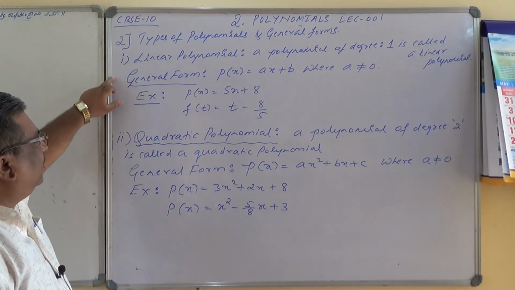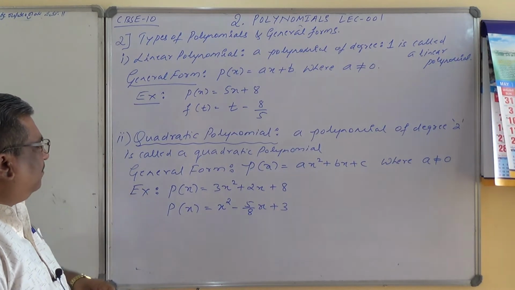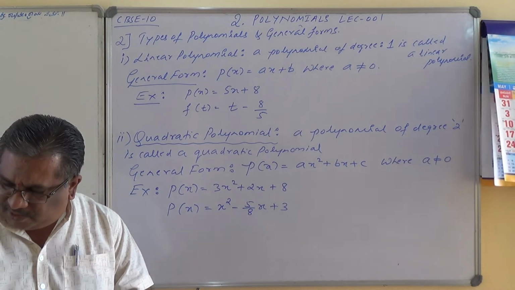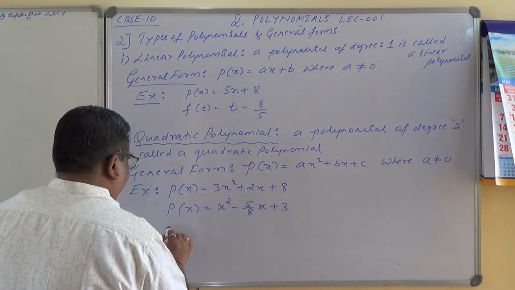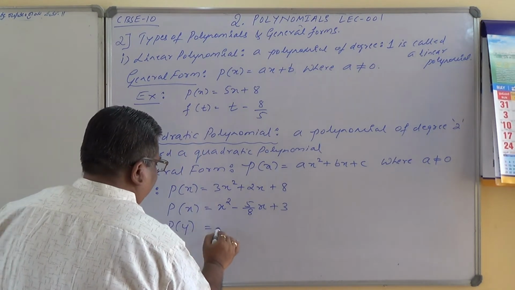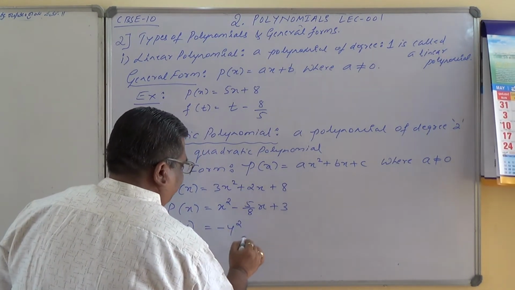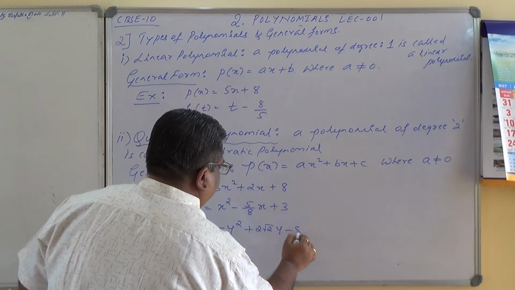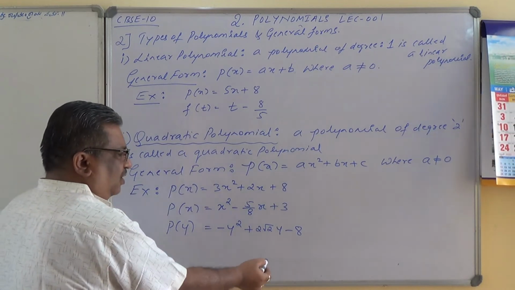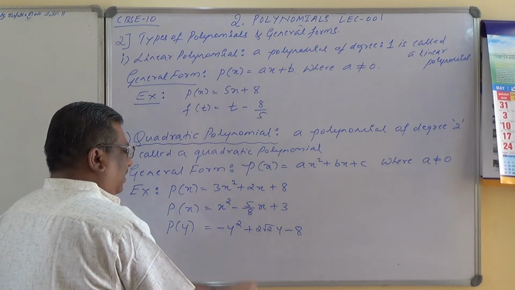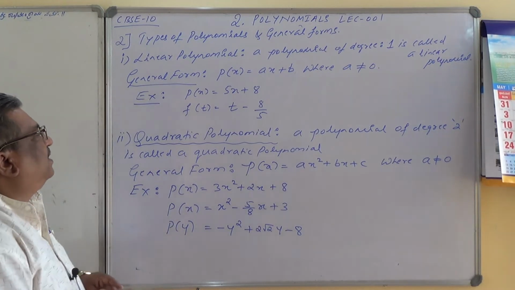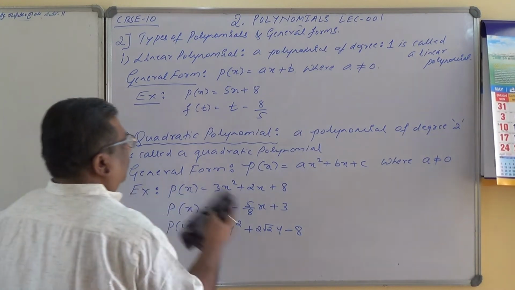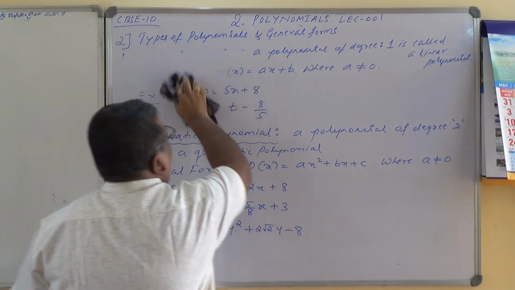So we have taken linear polynomial and quadratic polynomial. These are the general forms, and these are a couple of examples. Let me check if there is any typical example. Yeah, one more typical example I'll take here. P of y equals minus y square plus 2 root 2 y minus 8. Here 2 root 2 is a constant, the coefficient of y, and hence it's a polynomial. So these are a few examples here. So let's go to the next, third one. Note it down. You can pause the video to note down, okay?